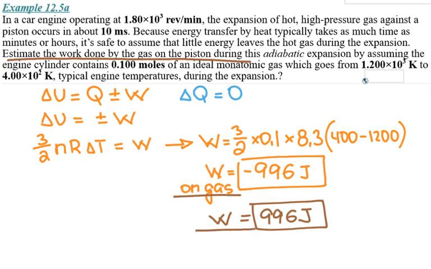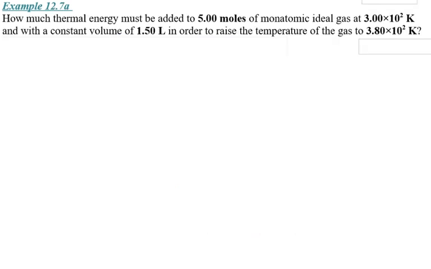the work is positive. In this question, they say how much thermal energy must be added to 5 moles of monatomic ideal gas at 300 Kelvin and with a constant volume of 1.5 liters or 1.5 times 10 to the negative 3 meter cubed in order to raise the temperature of the gas by 80 Kelvin.